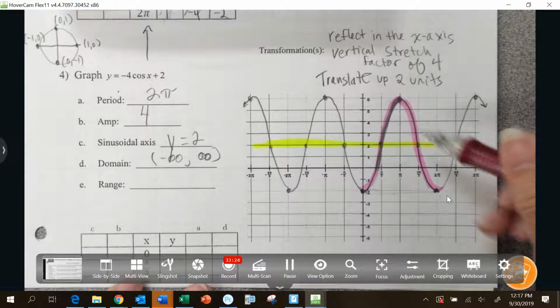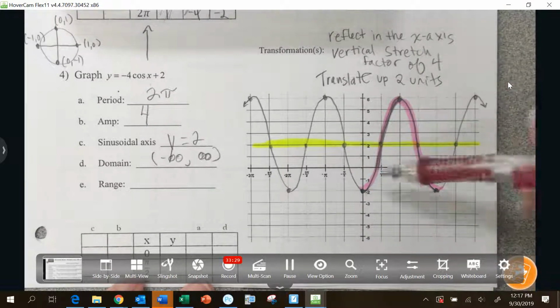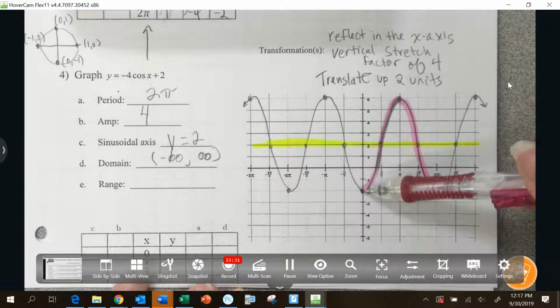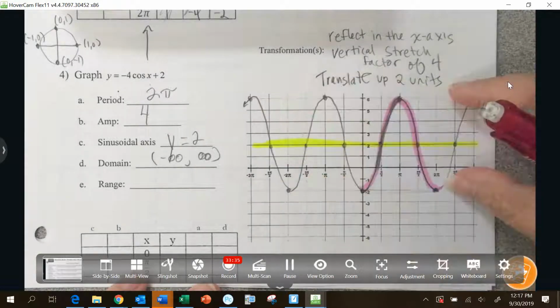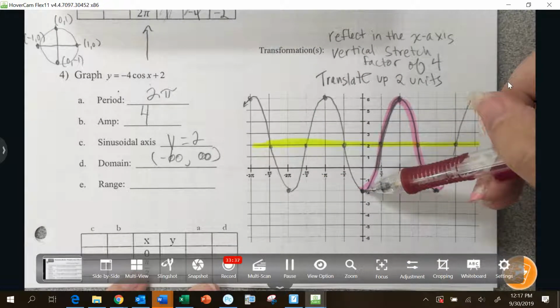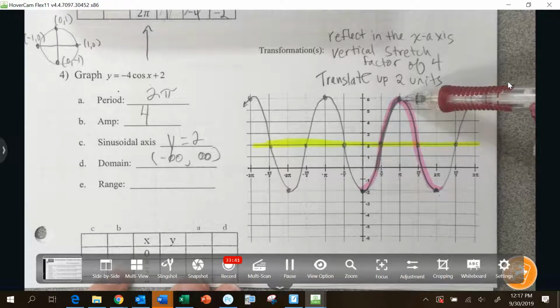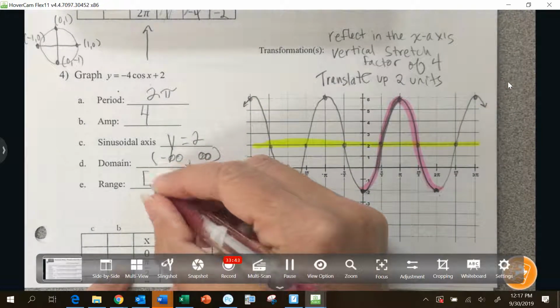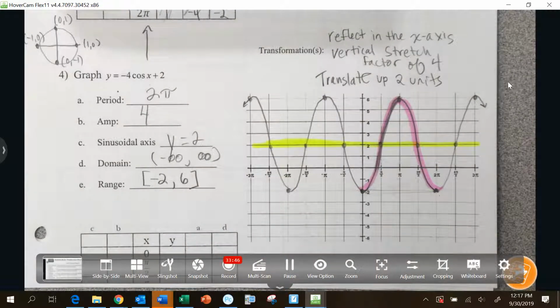The range is how far down to how far up, and it definitely will start at something and stop at something because it's only in between these 2 points here. So the lowest number is -2 and the highest number is 6. So it can include those. You're going to put -2 with a bracket and 6 with a bracket. Okay?